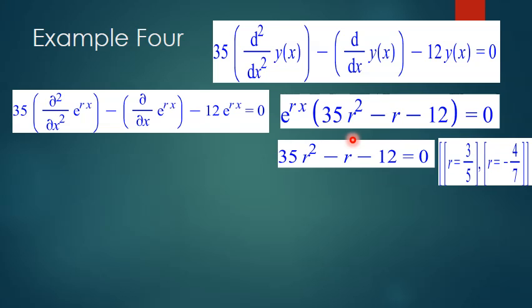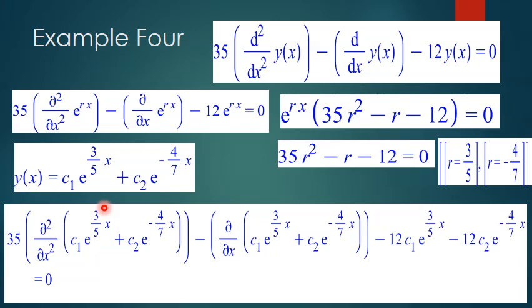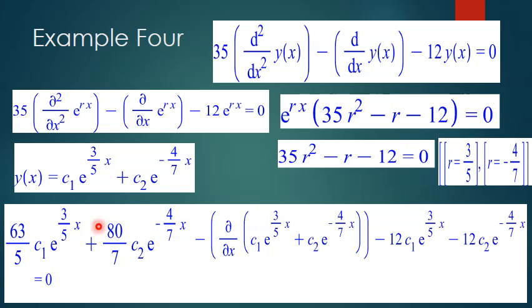I have to find the roots. So if I find the roots, I get 2 distinct real roots here. I get 3/5 and a minus 4/7. What's my solution going to be? Here's my y1. Here's my y2. And then this gives me my family of solutions for this differential equation. Well, let's verify to see if it's correct. I have to plug this back into the differential equation. Take its second derivative, take its first derivative. If I take its second derivative, I get this expression.